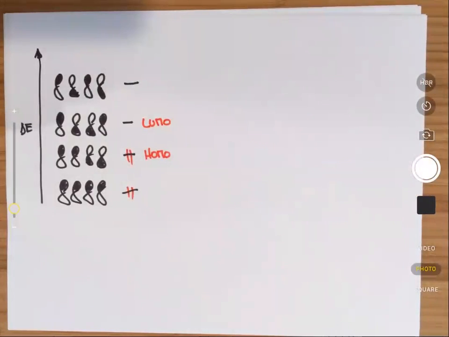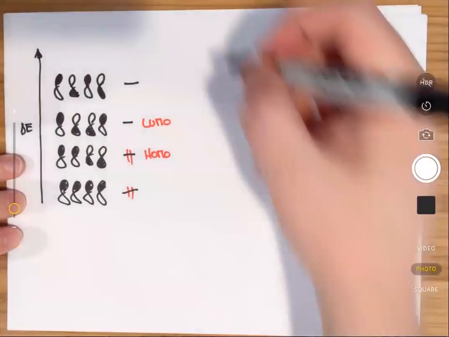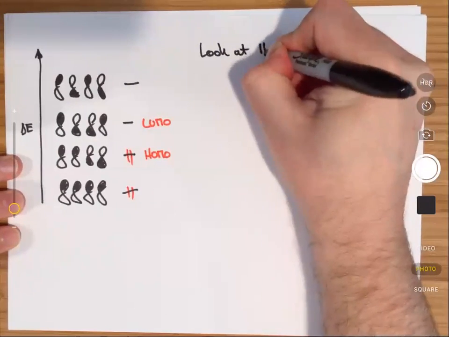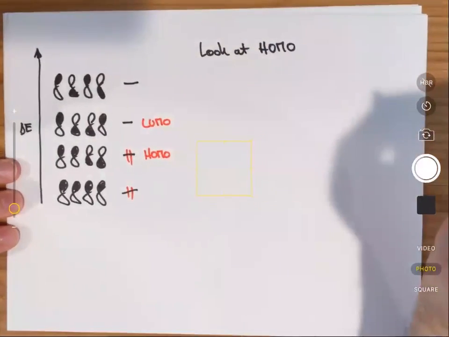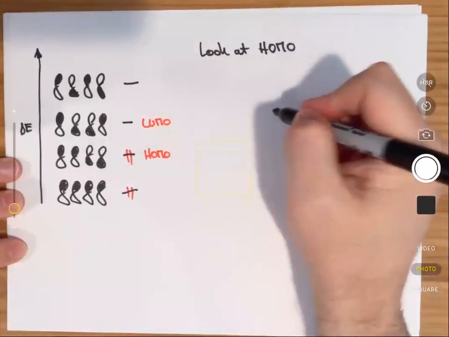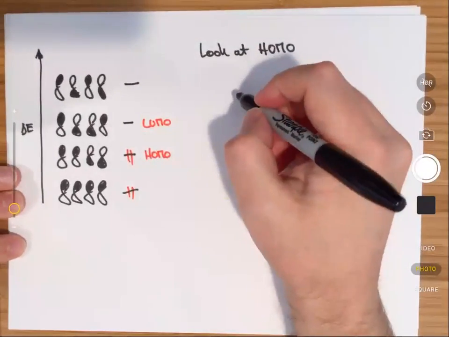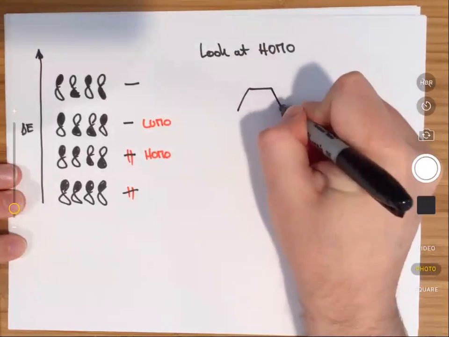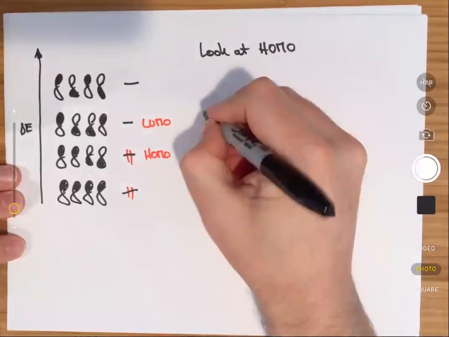Now, in order to figure out what is going on with these substituents at the ends of the pi system and how the stereochemistry evolves over the course of the reaction, all we need to do is essentially look at the highest occupied molecular orbital. So the trick here is to look at the HOMO. If we remember the reaction of butadiene, we basically draw out this butadiene as the highest occupied molecular orbital.